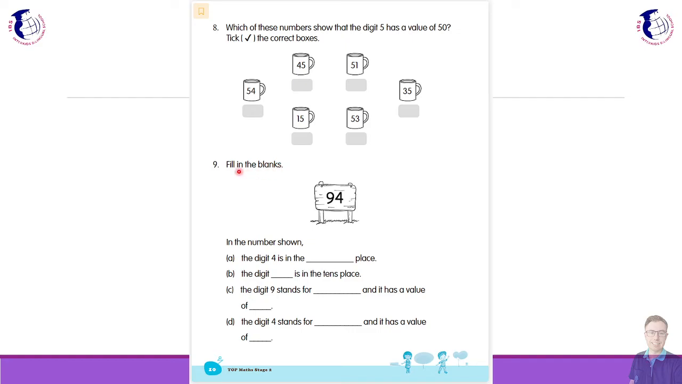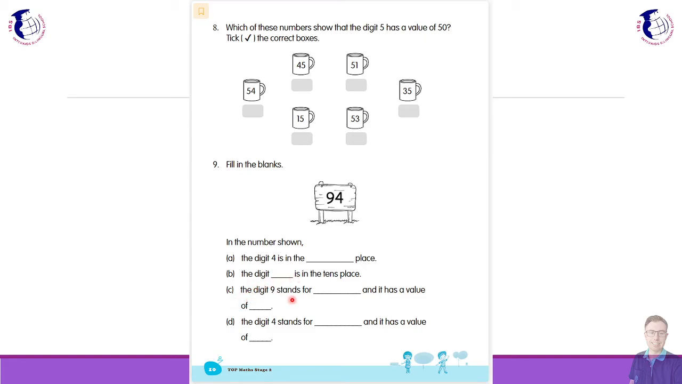Question number 9. Fill in the blanks. We have a sign here which shows the number 94. So in the number shown, the digit 4 is in the... So you've got to say, is it in the tens or is it in the ones place value? So tens or ones. The digit something is in the tens place value. So find the tens place value. Is it the 9 or the 4 that's in the tens place value?